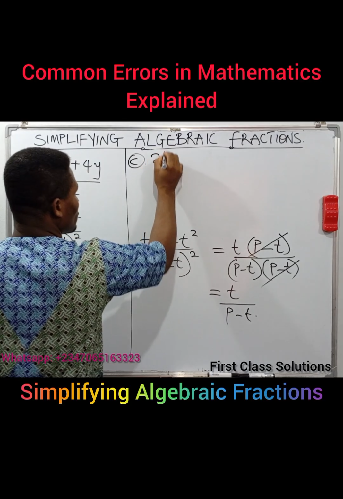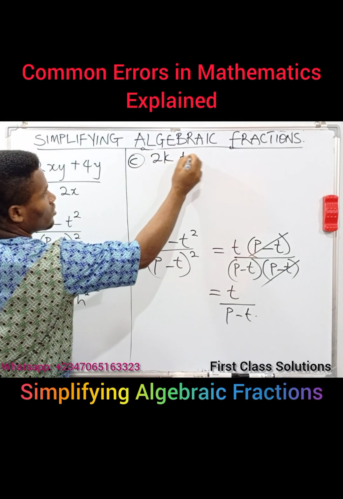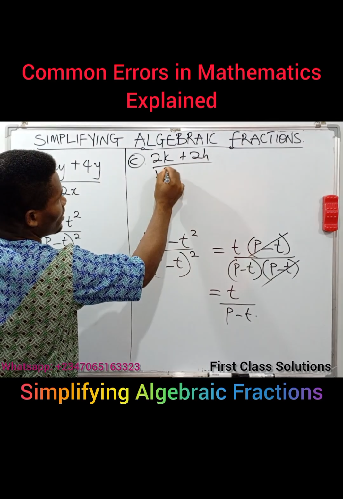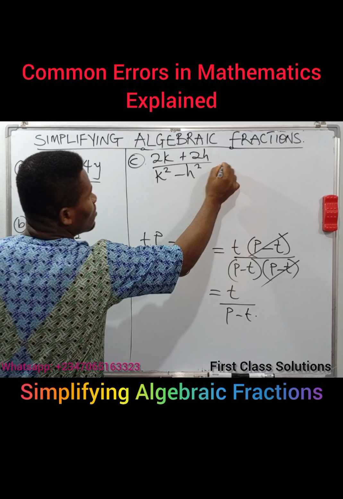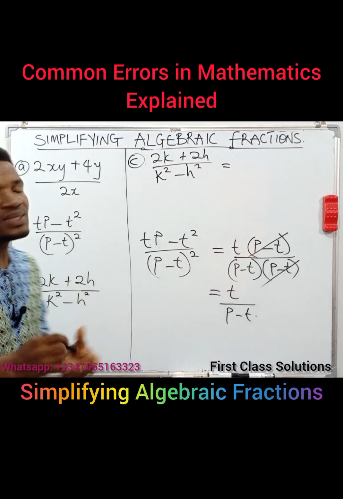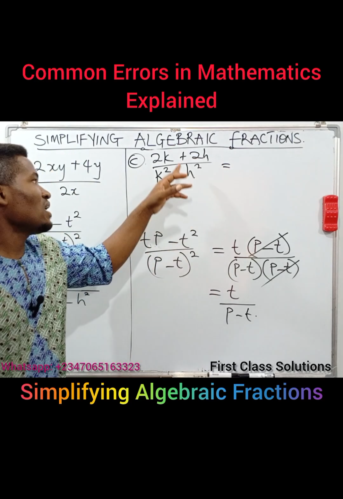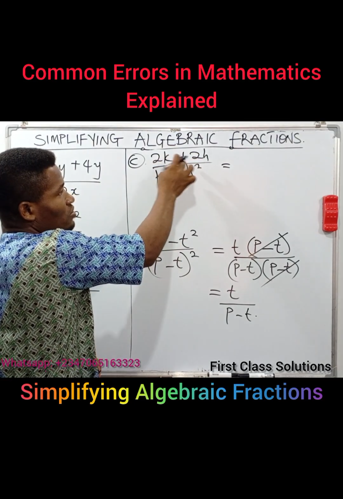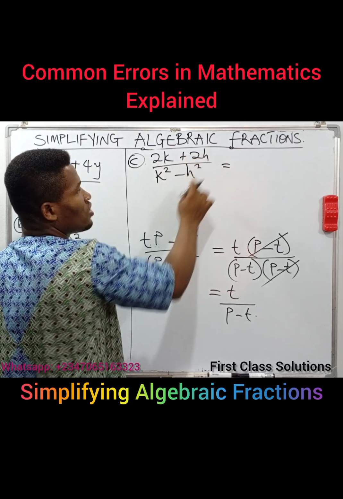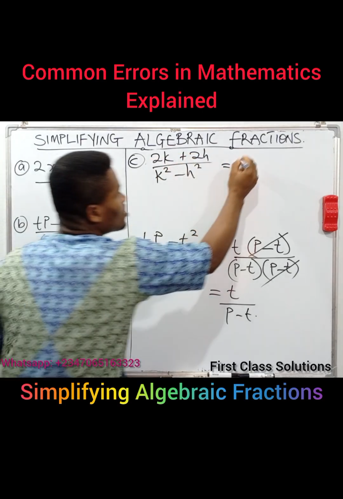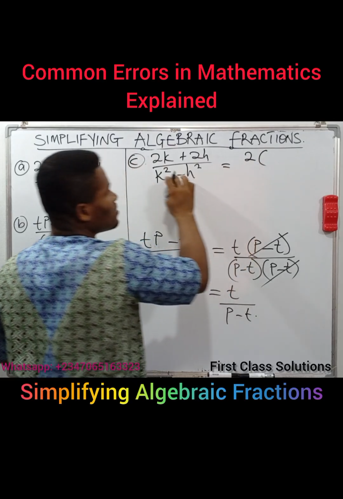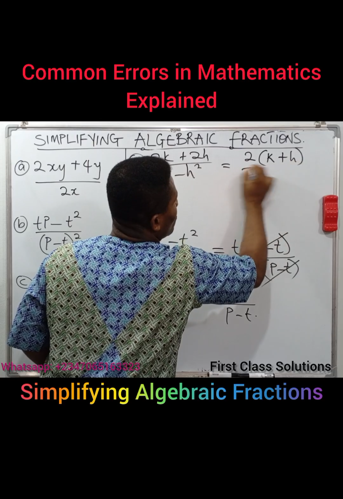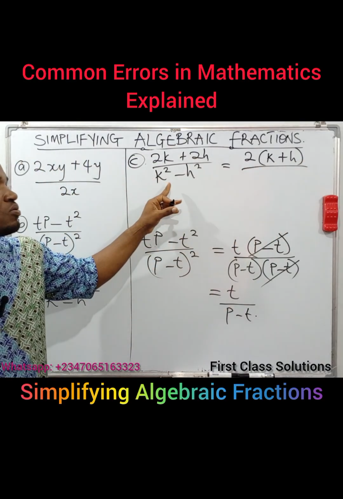Look at this 2k plus 2h over k squared minus h squared. What you just need to do is the same thing. Looking at this numerator, start from the numerator. There must be a common factor between the values on the numerator. We have 2k plus 2h. It means that 2 is common. So you have 2 into what? The remainder, k plus what? Plus h. All over.